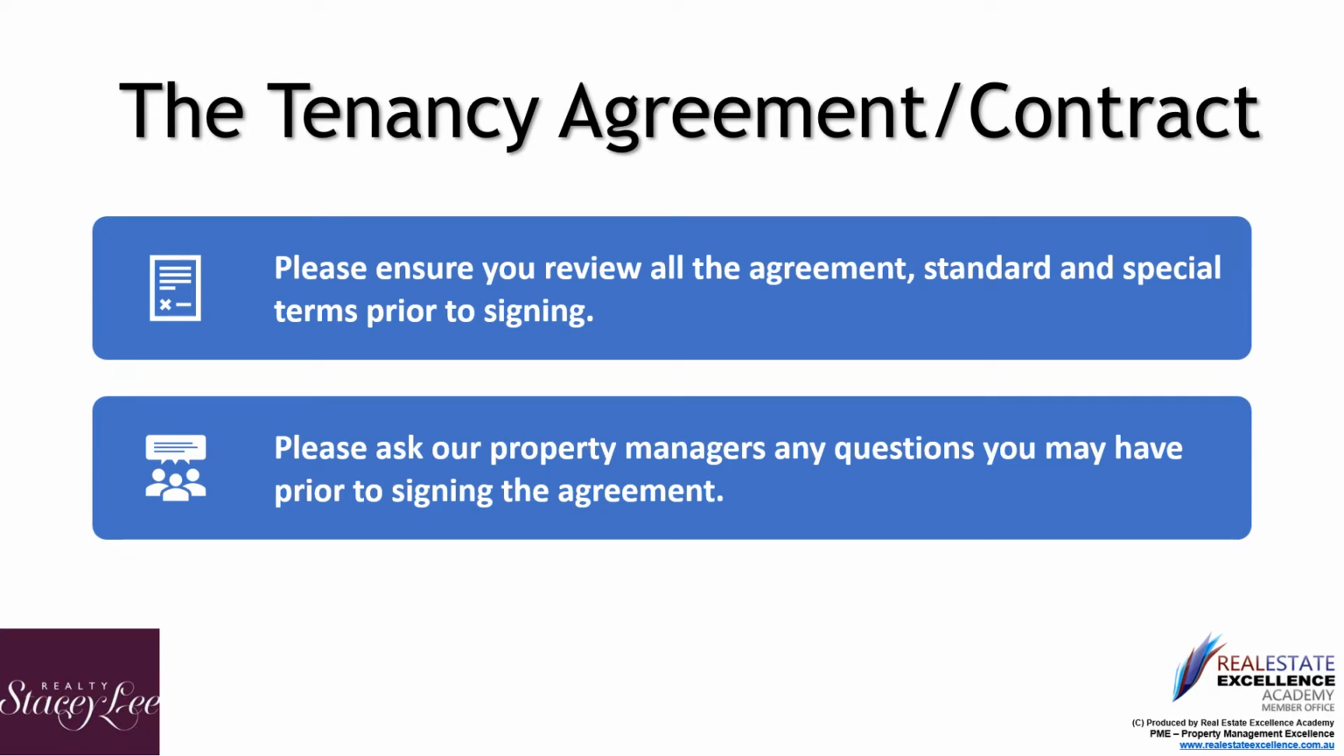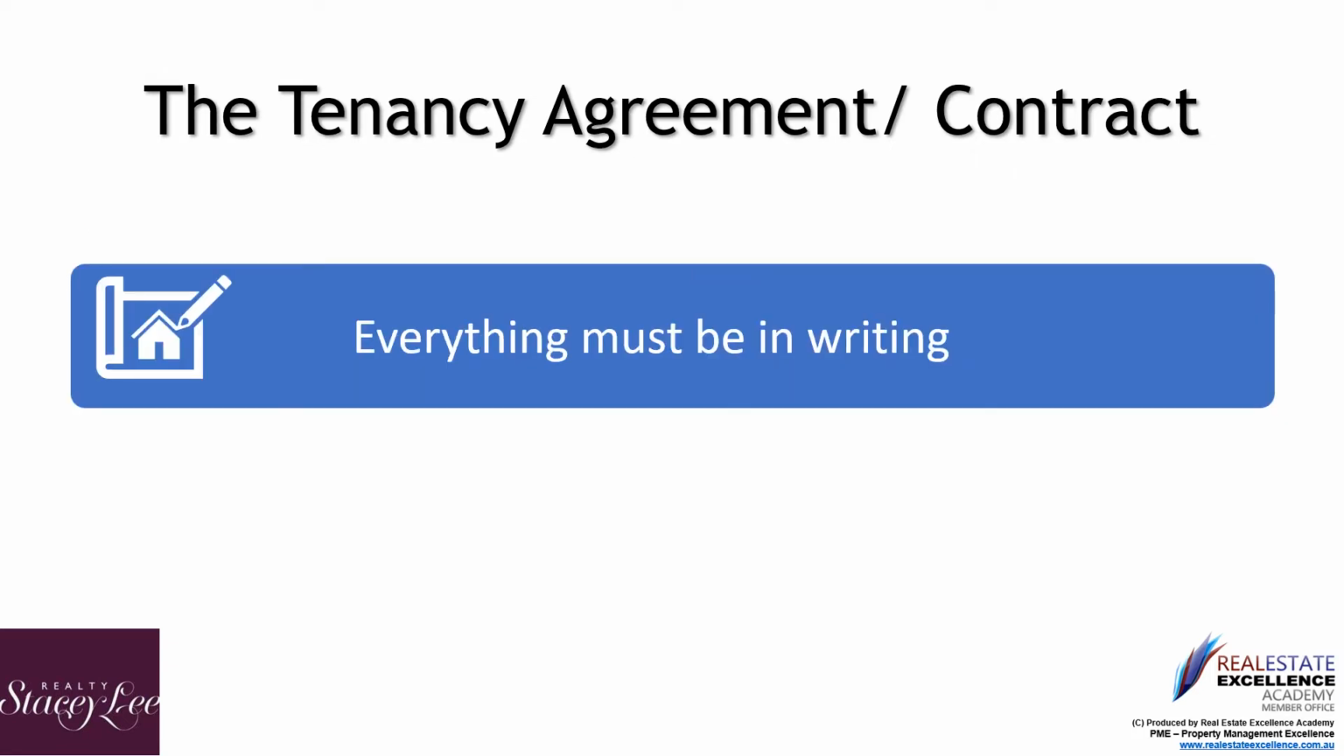The Form 18A Tenancy Agreement Contract is made up of standard terms, which are the law and non-negotiable, and also special terms. Please ensure you review all of the agreement prior to signing. And please be sure to ask our property managers any questions you may have prior to signing the agreement. It is a requirement under the standard terms of the tenancy agreement for everything to be in writing. This includes maintenance. We'll discuss maintenance in more detail soon.